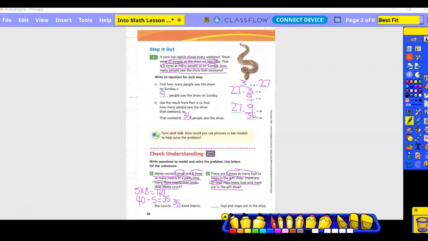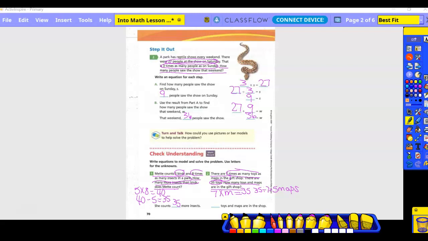Okay, so we know 7 times n, or m, we'll do m for maps, equals what? What's our total? 35. So how do I get m by itself? Do the inverse operation, which is division, right? So 35 divided by 7 equals 5. So there's 5 maps, right, guys? But they want to know how many total toys and maps are in the shop. So now what am I going to do?